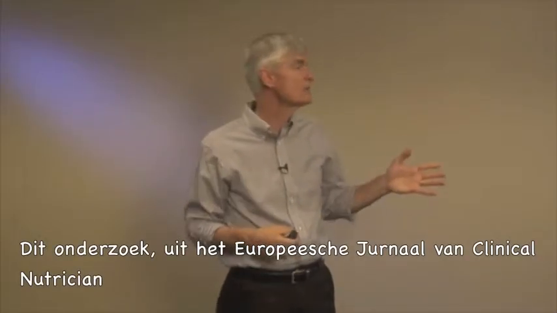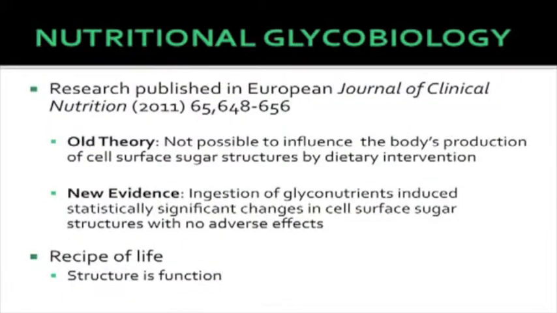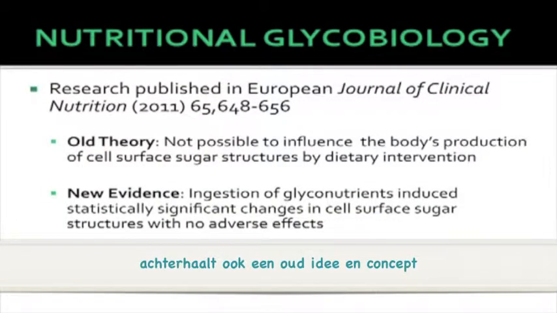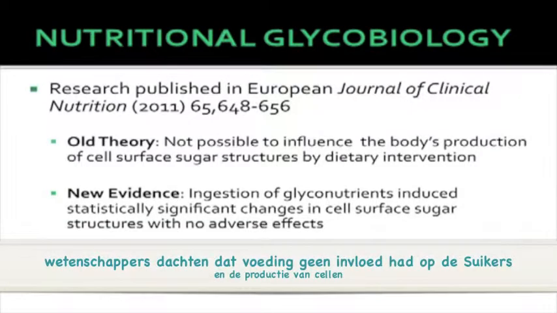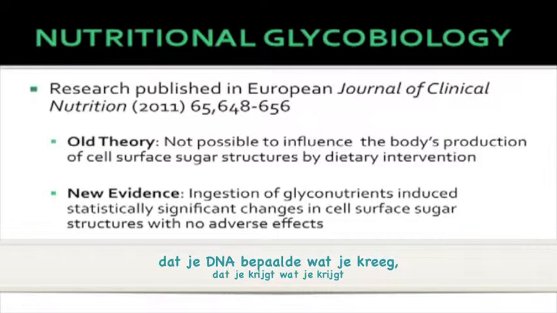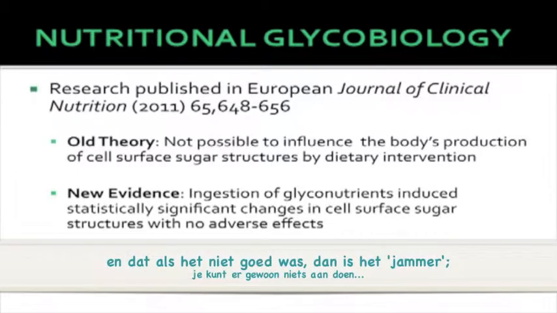This research that was published in the European Journal of Clinical Nutrition debunks an old theory that was out there, again, another belief that turned out not to be true. Scientists thought that it wasn't possible to influence the body's production of these cell surface sugar structures by changing what you ate. That you were a genetic victim, that your DNA just did the mapping, and that's what you got. So if it wasn't correct, so sad, too bad. You couldn't do anything about it.